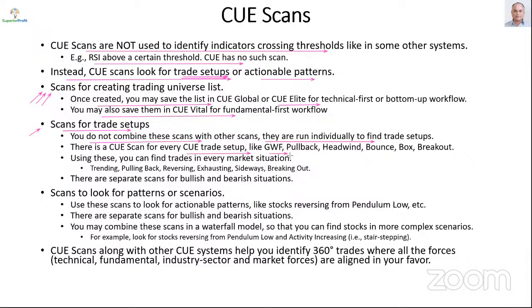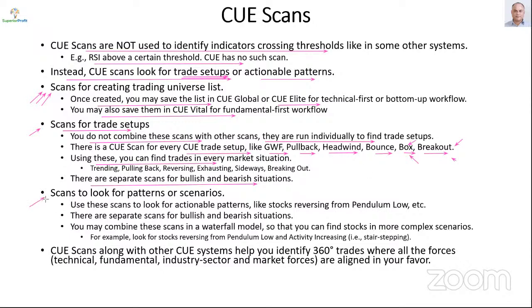What are the Q trade setups? They are go with flow for trend following, pullback for pullback situation, headwind for reversal condition after an uptrend or downtrend, bounce for exhausting market, box for sideways market, breakout for trend line breakout. Using this, you can find trades in every market situation. And there are separate scans for bullish and bearish situations. So you will have one breakout long, one breakout short, one box long, one box short, so on and so forth.